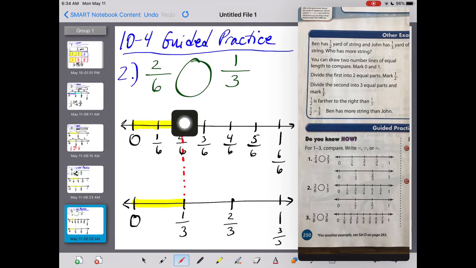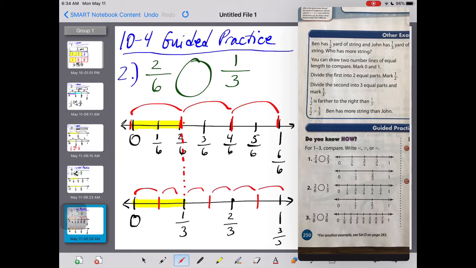Okay, so let me try this. What if I went up here and I divided this up into thirds? How would I do that? I would have to take this one and this one, right? 1/3, 2/3, 3/3. Okay, well, let's go down here and divide this up into 6ths. 1, 2, 3, 4, 5, 6.